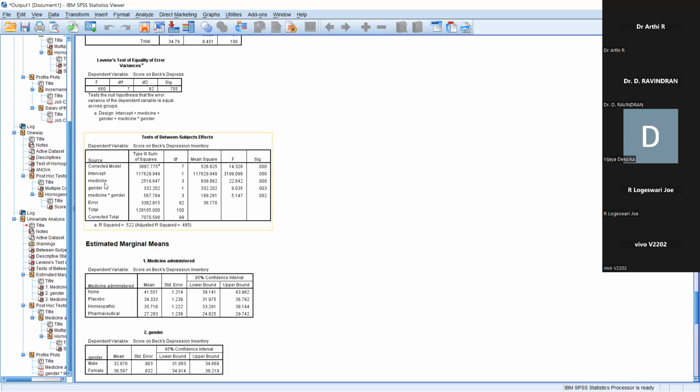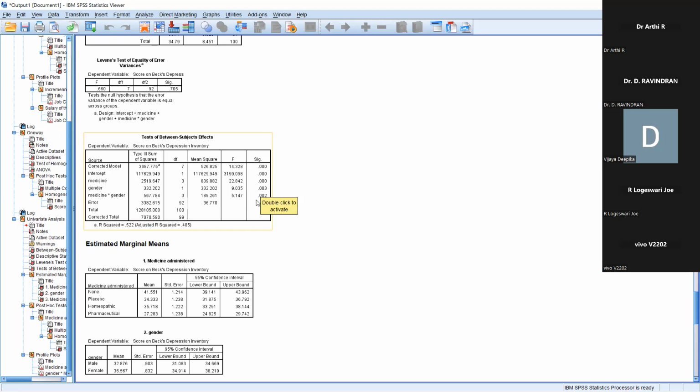So here you see medicine, gender, medicine into gender. For all these three, check the significant value. The significant value should be lesser than 0.05. For medicine, it is lesser than 0.05. For gender also, it is lesser than 0.05. For medicine into gender, which is called the interaction effect, that is also less than 0.05.